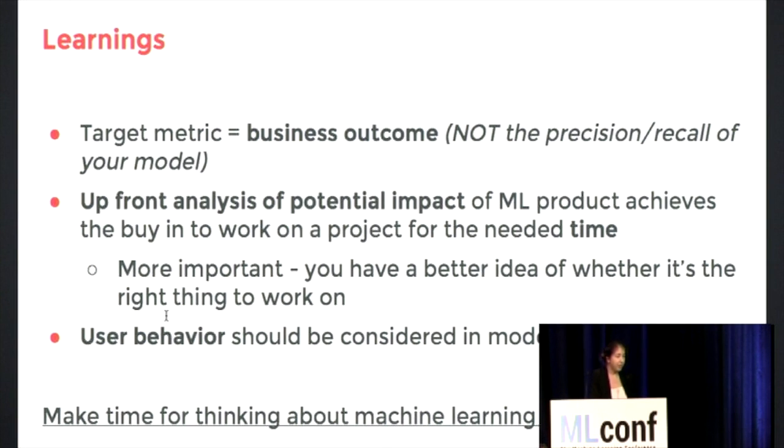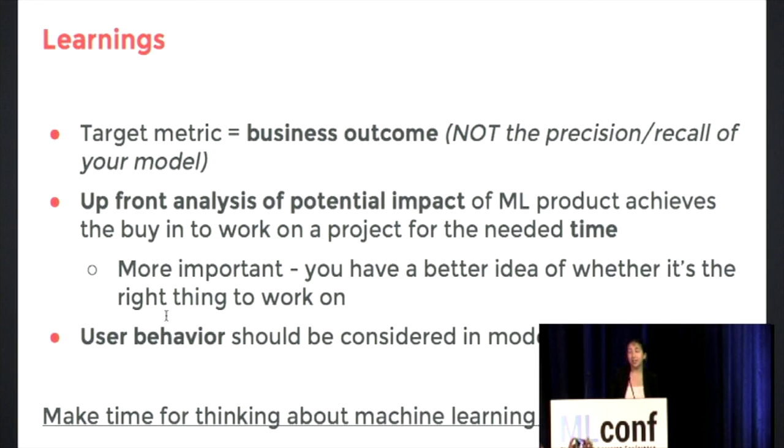Okay, so learnings: have your target metric be a business outcome, not the precision and recall of your model. Make sure that you're thinking about what is the business metric that you care about, have your model be directed towards that. That will make it clear what you need to do to have the impact that you want to have. Do upfront analysis of your potential impact, and look at user behavior when you're thinking about your model architecture.